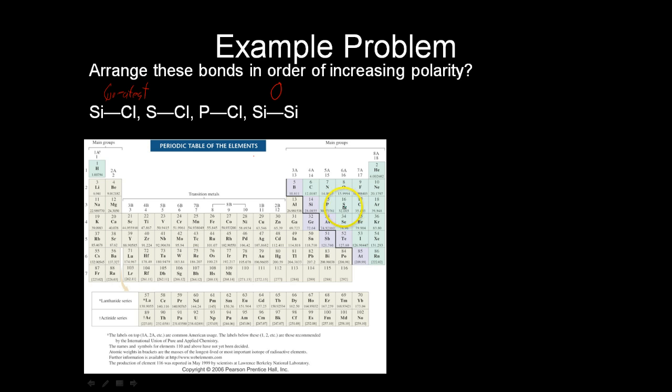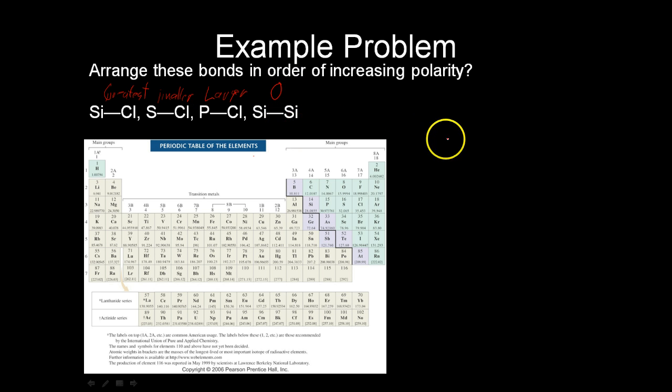Now when we go to the next sets, we see sulfur and chlorine. Well, how far away are they? Sulfur and chlorine are right next to each other, so we would expect that to be a small polarity difference. If we go to the last set, we have phosphorus and chlorine. Well, they're 2 away from each other, so this is slightly larger. So this is larger. This is smaller.